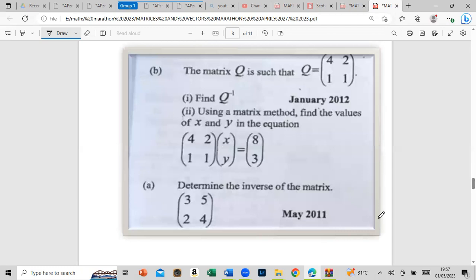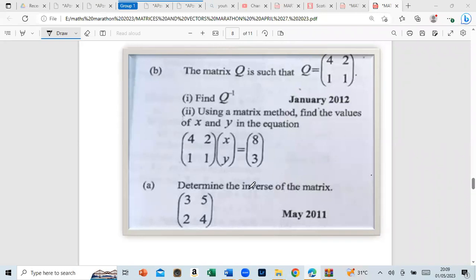This one is 2011. The matrix Q is such that Q is equal to 4, 2, 1, 1. Find Q inverse. So go ahead and do that one. And it says, using the matrix method, find the values of x and y. The way you notice, guys, January 2012 and May 2012 are so similar. It's the same thing they asked. You realize that, guys? So go ahead and work out that one, and then you can proceed, all right?